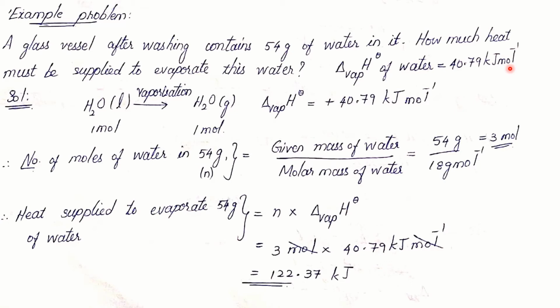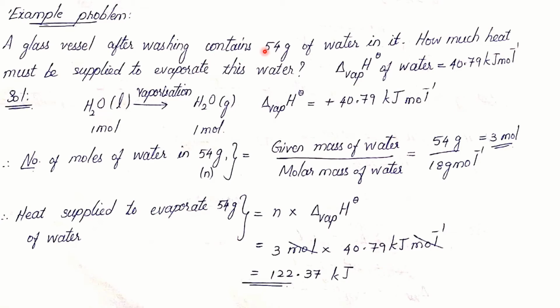So, let us write the reaction for the phase change undergone by water according to the situation provided to us. 1 mole of water in the liquid state on vaporization is converted to 1 mole of water in the gaseous state. And this phase transformation is made possible when 40.79 kilojoules of heat is supplied to 1 mole of water in the liquid state. Now look at the question.